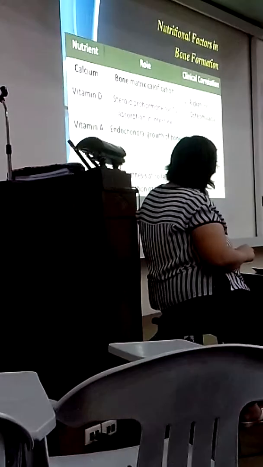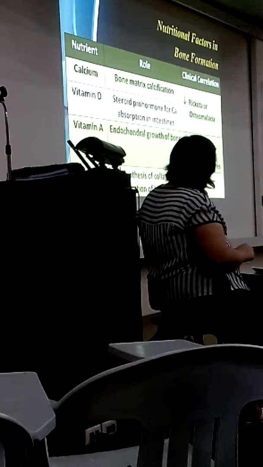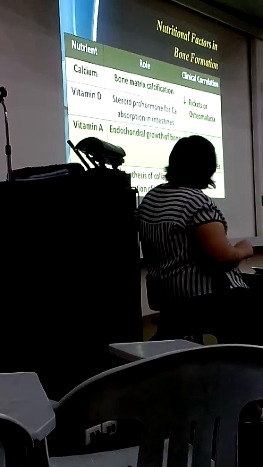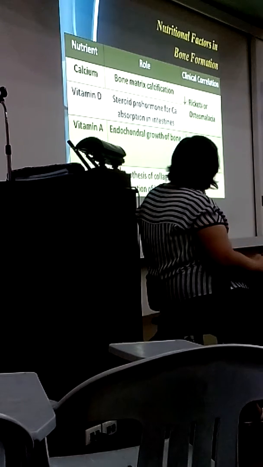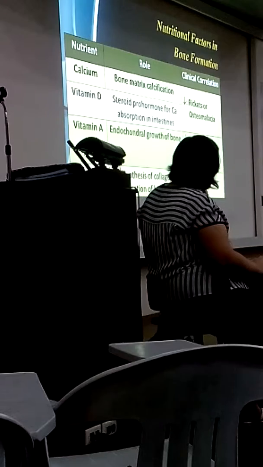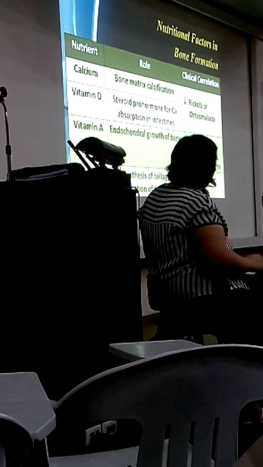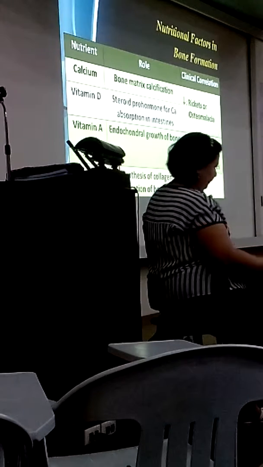And then vitamin A, if there's too much, there's fragility and long bone fractures. If it is decreased, there's a suppression of the growth. The rickets or osteomalacia occur when you have deficiency of these two nutritional factors. So rickets in children, because they're still growing. When the epiphyseal plate is already closed, it is osteomalacia.